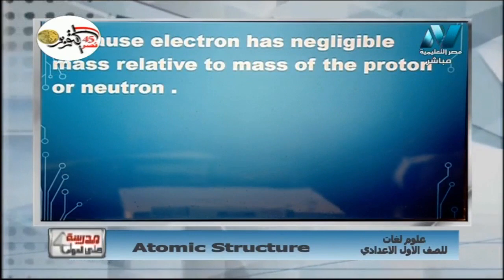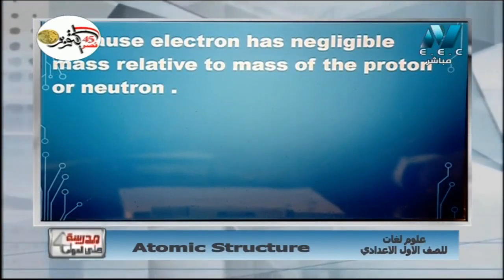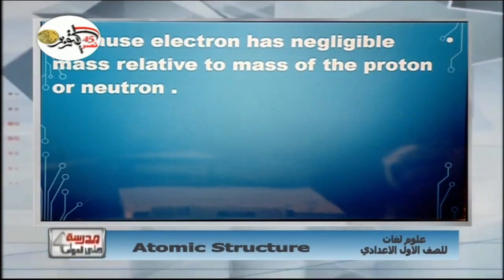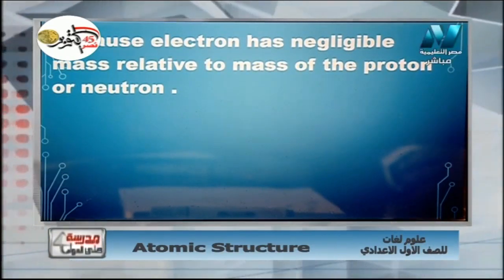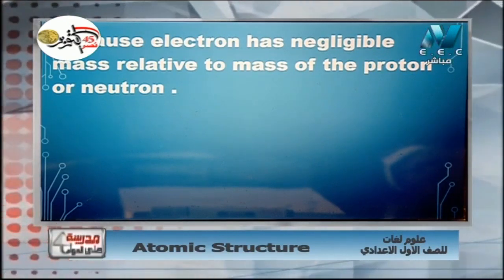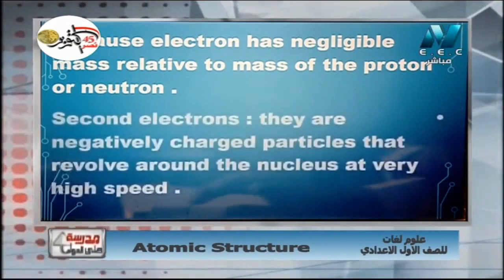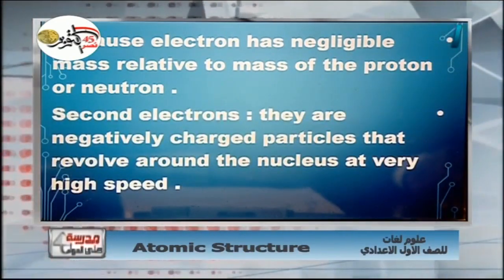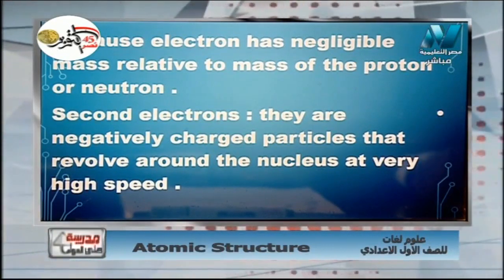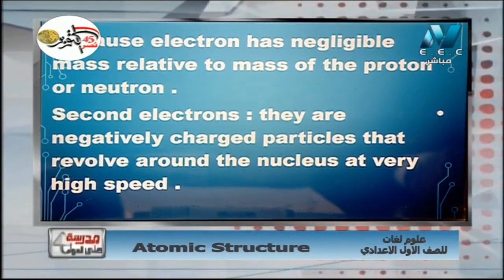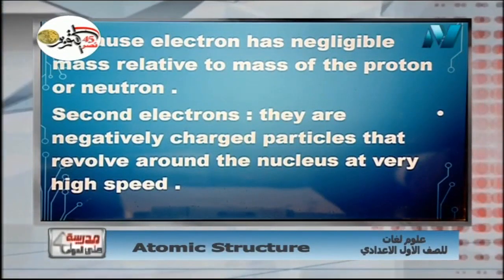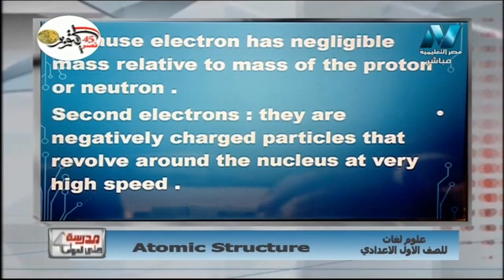Because the electrons' mass is negligible, that means we can't take it into consideration, relative to the mass of the protons or neutrons. Okay. Second, electrons. Number 1, nucleus. Number 2, electrons. What's meant by electrons? They are negatively charged particles that revolve around the nucleus at very high speed.